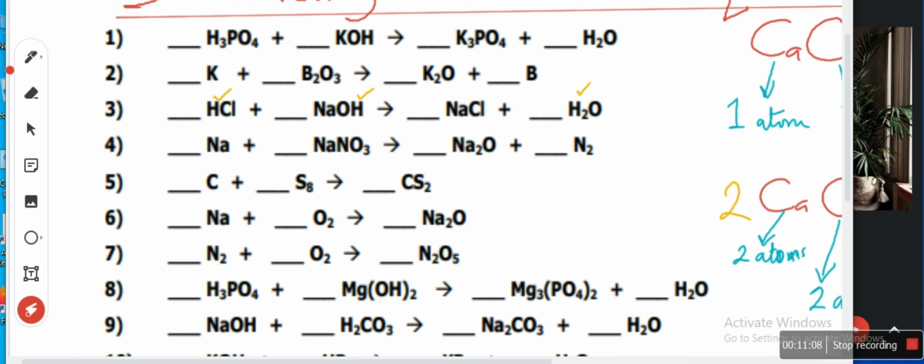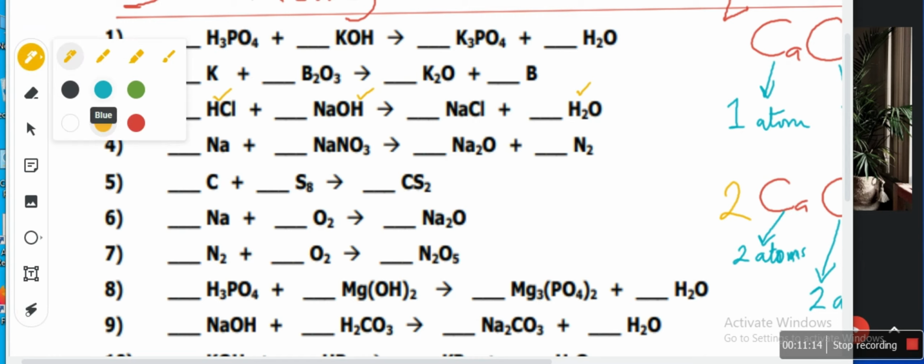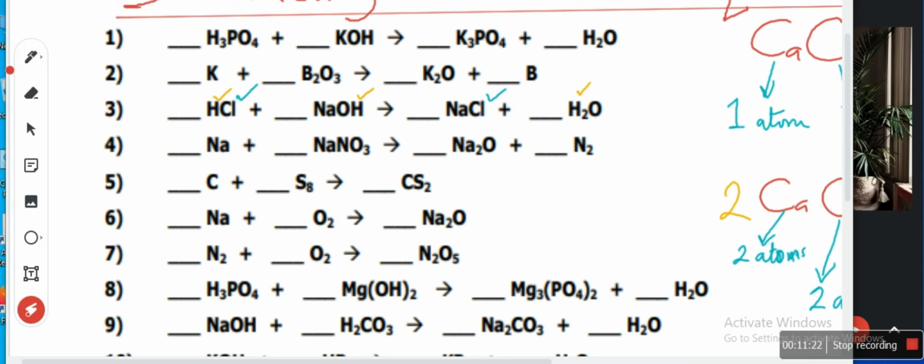balanced. We mark chlorine. I will mark chlorine with a blue marker. Chlorine is balanced. Finally, we have sodium. We come to sodium. How many atoms do we have for sodium on the reactant side? 1. Only 1. We go to product side. How many atoms? Also 1. So sodium is also balanced.